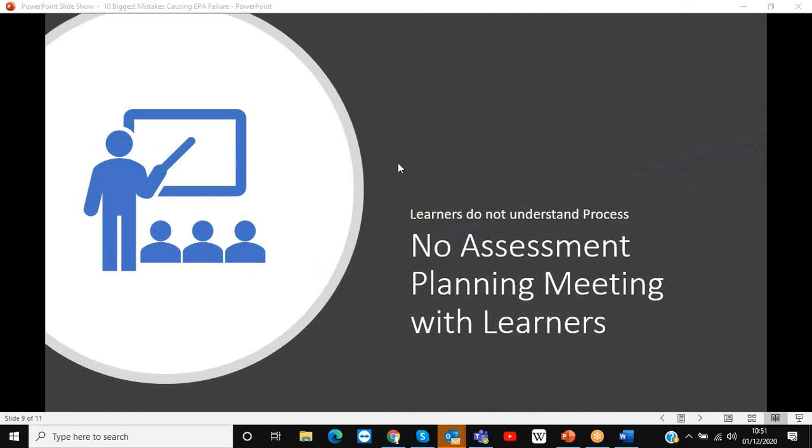So, assessment planning meeting. Again, with the current standards that we're running at the moment, we're finding that the change management elements are explained pretty well to the learners when they're going through Gateway and coming up to EPA. They're being prepped very well, and we're lucky to be working with such organisations.